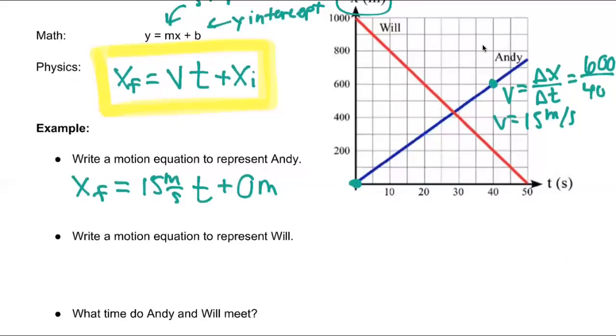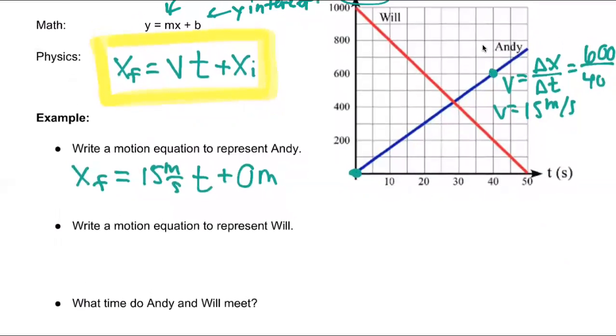We're going to repeat the same process for Will. So I need to see that graph still. xf, because we leave that value in there, equals, and we need to figure out Will's slope. Now Will here, he's got a point that goes through 10, 800, and let's just get a little crazy and go through another point that's not 0, 0. So we need to find the slope of this line.